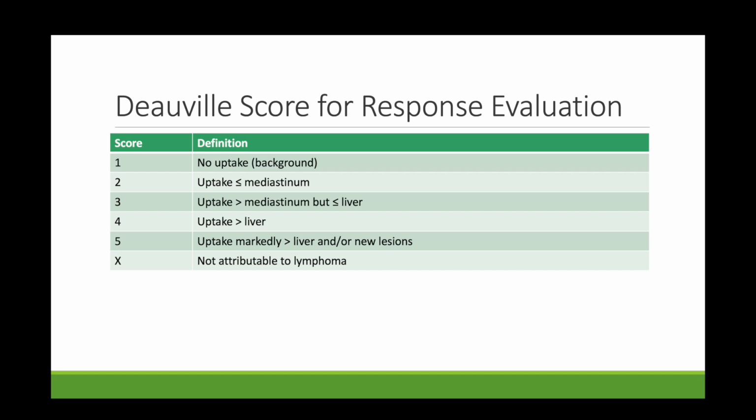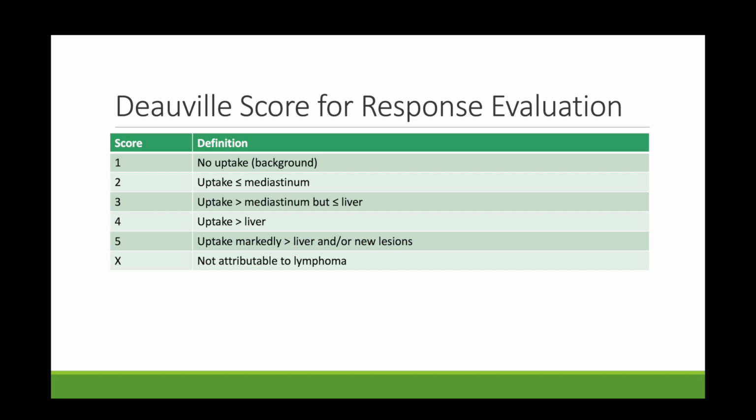The reason I said that is because most trials consider Deauville 1 to 3 as a complete response, and Deauville 4 is a partial response, and then 5 is really just refractory disease because it either did not respond or it progressed through chemo. But keep in mind that some trials will consider Deauville 3 as a partial response as well. So like everything, when it comes to these trials, nothing is completely black and white.